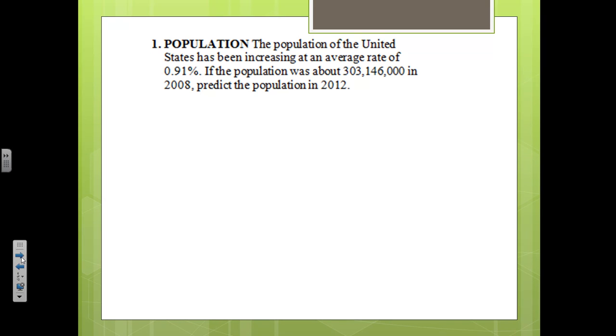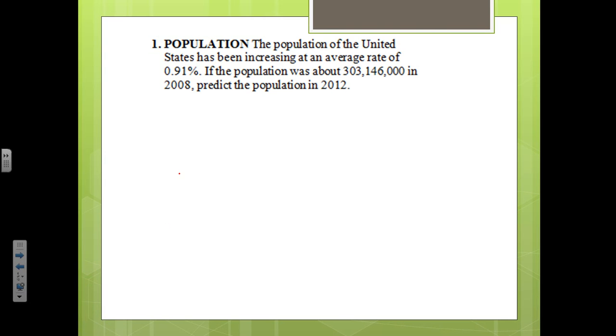So now we're going to take a look at exercise 1. The population of the United States has been increasing at an average rate of 0.91%. If the population was about the given starting value, then what would be the population in 2012?